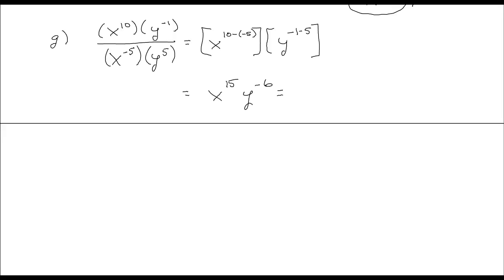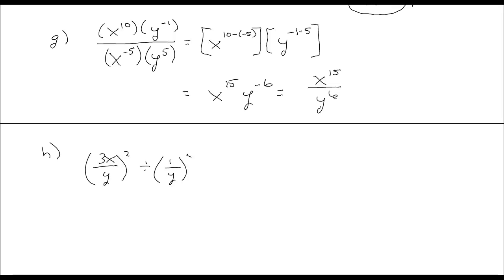Usually they'll give you an answer where you don't pick one with a negative, but there's nothing wrong with this for an answer per se. So I could rewrite this as x to the 15th over y to the positive 6th power to get rid of the negative sign. And lastly for h, we've got 3x over y, quantity squared, divided by 1 over y to the 5th.